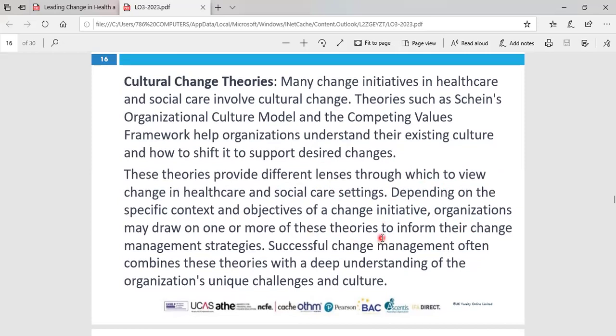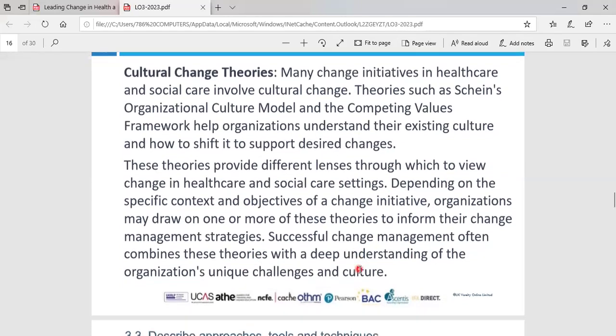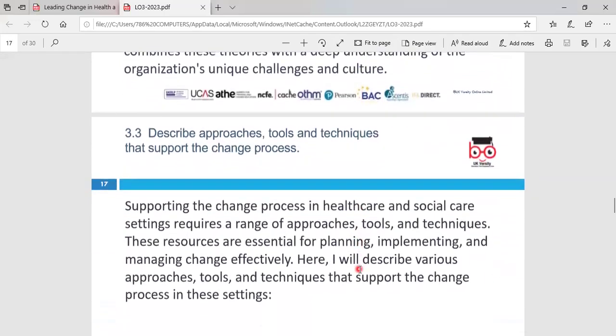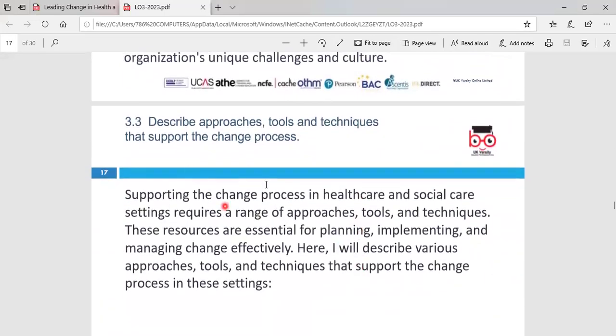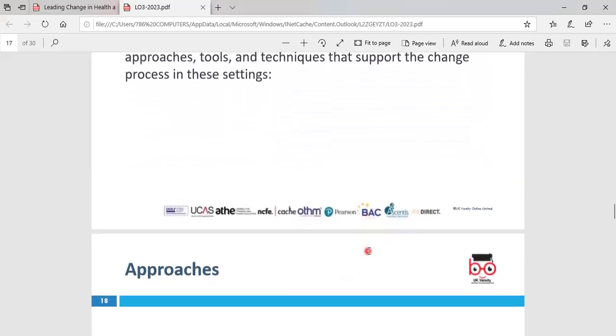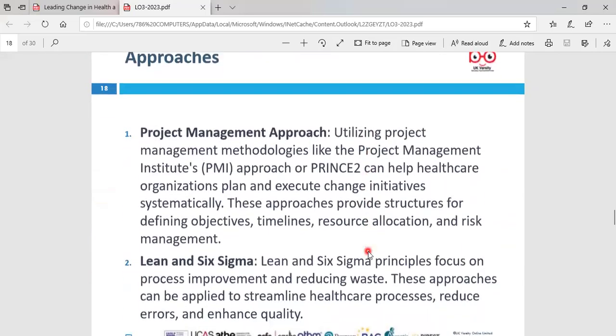So successful change management often combines these theories, and you have a deeper understanding of the organization's unique challenges and culture. So there are different approaches and tools and techniques that support the change process. We'll talk about these various factors. So the approaches are various.